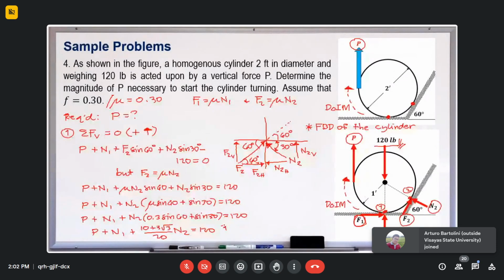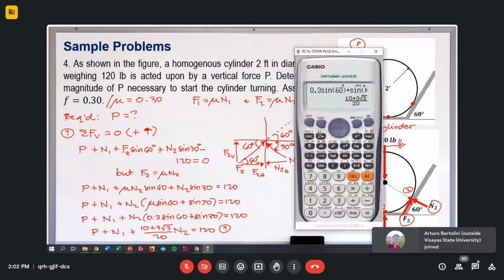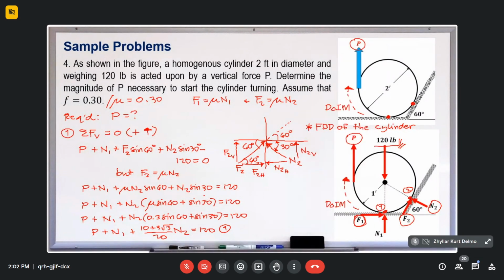So this is our equation 1. Ato na i-reviewhan. Okay, so sakto man. So nanatay equation 1. Next is perform summation of forces at the horizontal.